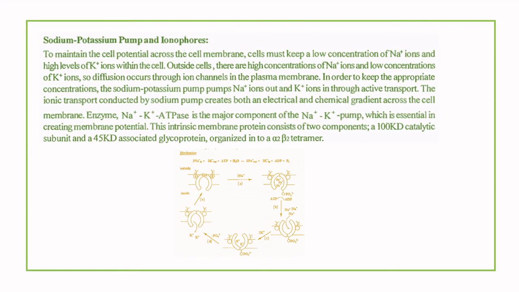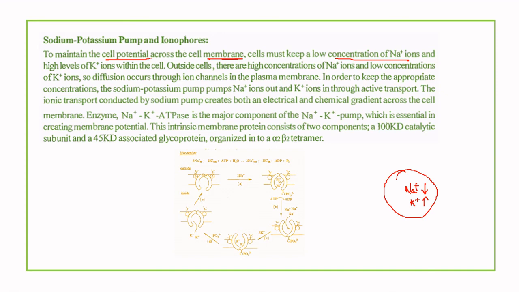Okay, now comes the sodium potassium pump and ionophores. This is the last topic of this session. Sodium potassium pump is to maintain the cell potential across the cell membrane. So what is the main thing? To maintain the cell potential across the cell membrane, the cell must keep a low concentration of sodium ion. So inside the cell, sodium ion is very low. That means potassium ion is high, and there are high levels of potassium ion within the cell.